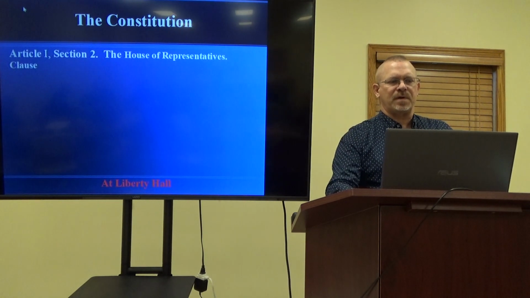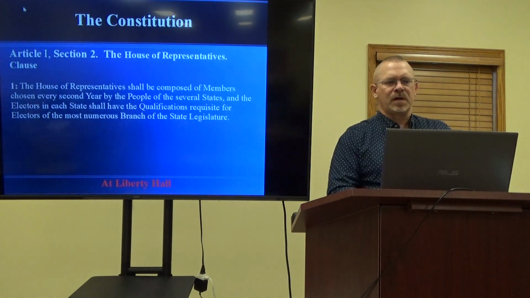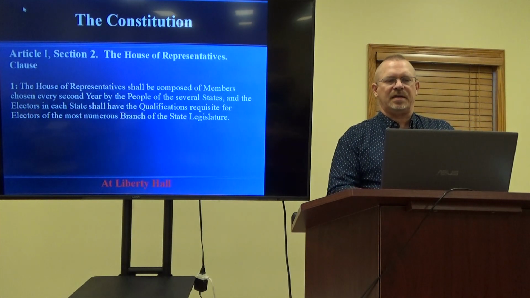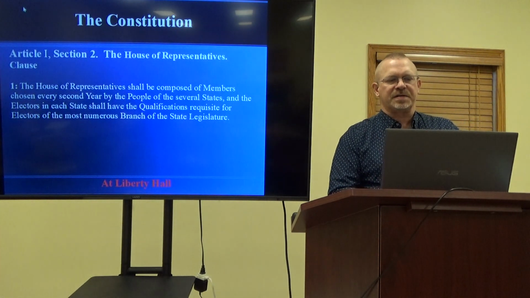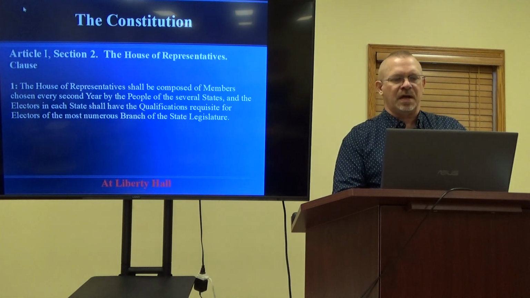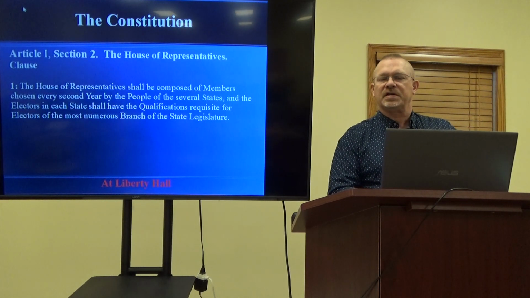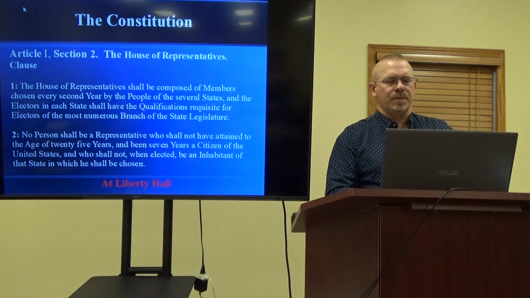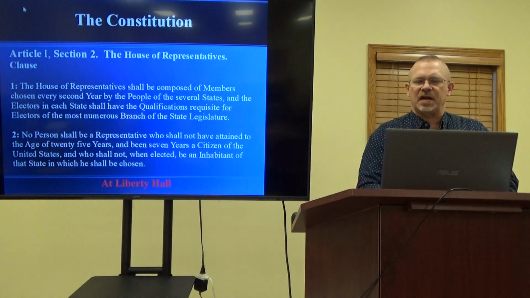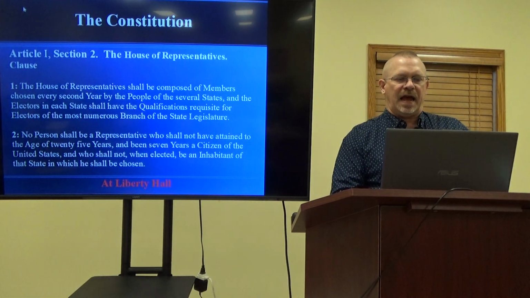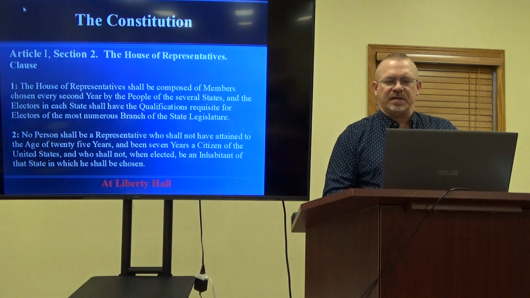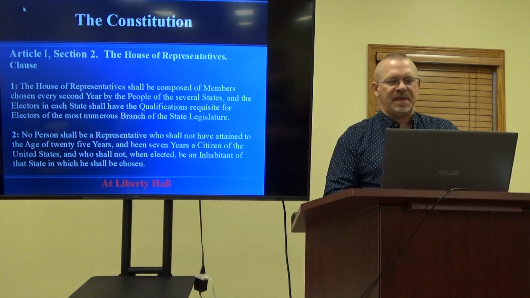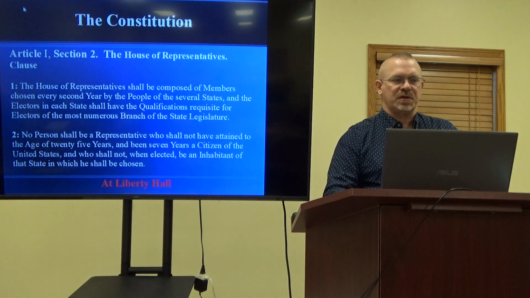Article 1, Section 2, the House of Representatives. Clause 1. The House of Representatives shall be composed of members chosen every second year by the people of the several states, and the electors in each state shall have the qualifications requisite for electors of the most numerous branch of the state legislature. Clause 2. No person shall be a representative who shall not have attained to the age of 25 years and been 7 years a citizen of the United States, and who shall not, when elected, be an inhabitant of that state in which he shall be chosen.